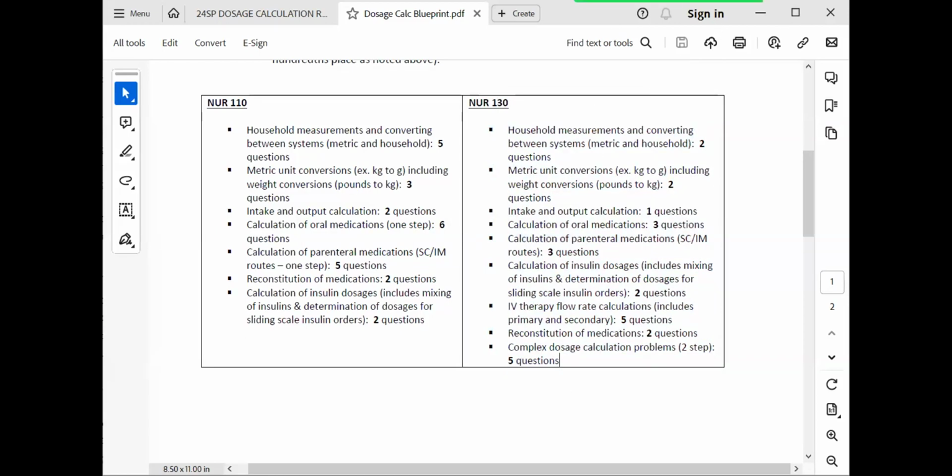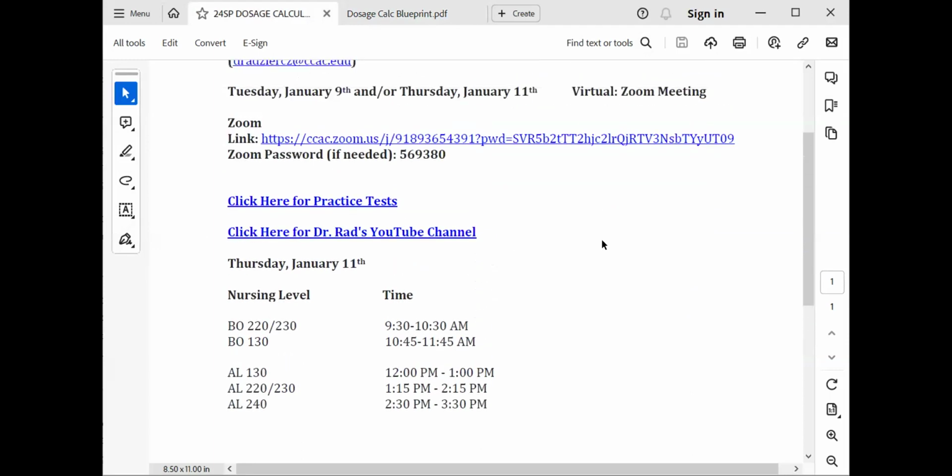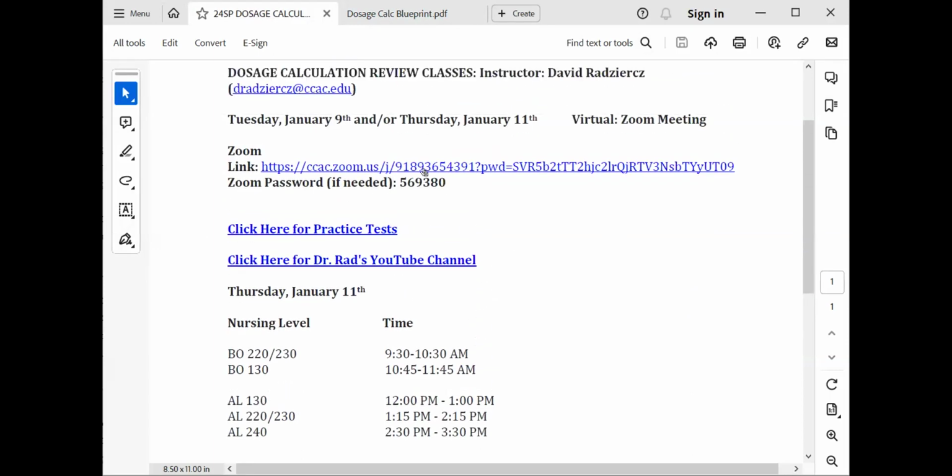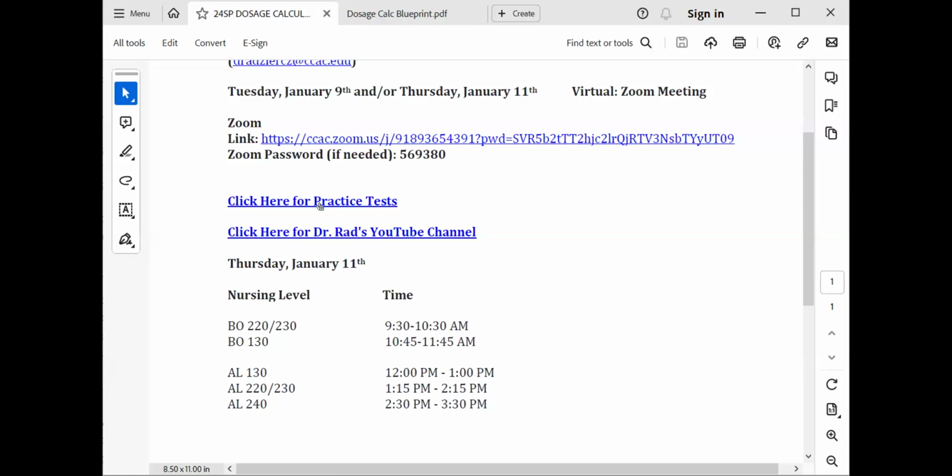And how do I access that OneDrive? Because I did not see it in Blackboard, so maybe I'm looking in the wrong spot. You should have received something that looked like this. It may have been an email. Wherever you got the Zoom link from, right here where it says click here for practice tests, click here for my YouTube channel, you just click that and that would open up the OneDrive folder. If you don't have that, just email me and I'll email it to you.